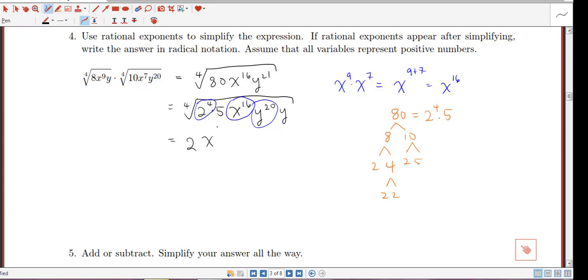X to the 16, 4th root of x to the 16, what do you got to do? You got to go x to the 16 divided by 4, it's going to be x to the 4. And then y to the 20th, 4th root of y to the 20th is what? Y to the 20 over 4, which is y to the 5. And the rest of the guys, 5 and a y, poor people, they cannot get out of the radical, so they're stuck in there. So that will be the answer.